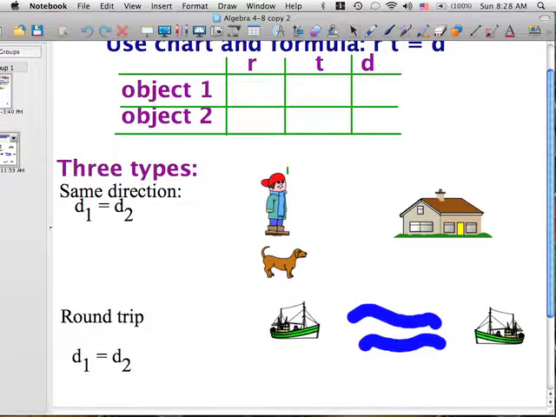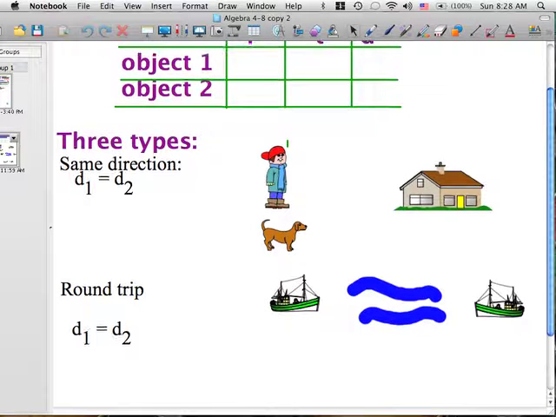If we have a round trip, for example, the boat travels to a location and then comes back from that location, that's a round trip. So the distance going to that place is equal to the distance coming back. So again, the two distances are equal.